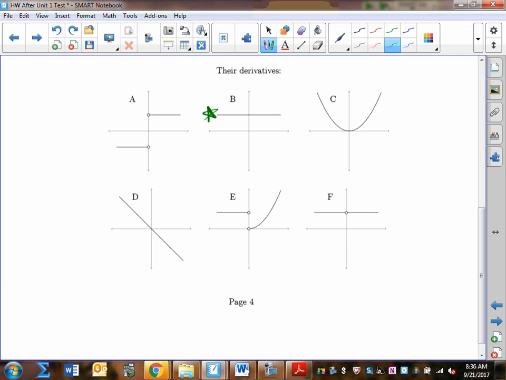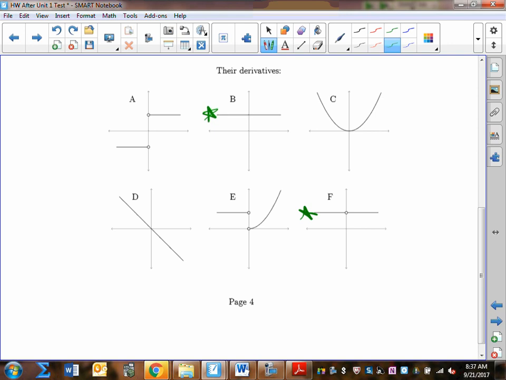Here my value is the same, so the slope is the same. Changes, changes, same for some, changes. And F is also the same. So that brings me down to B and F. Now at F we see we have a hole there, which means my derivative is not continuous. The derivative is not even defined there. And if the derivative is not defined there, that means my function didn't have a derivative there.